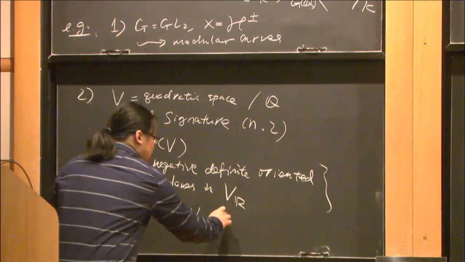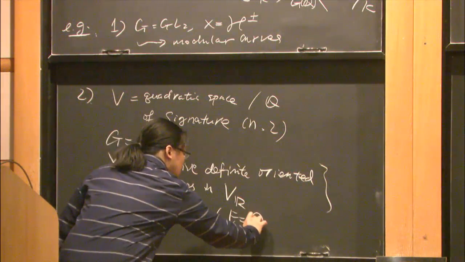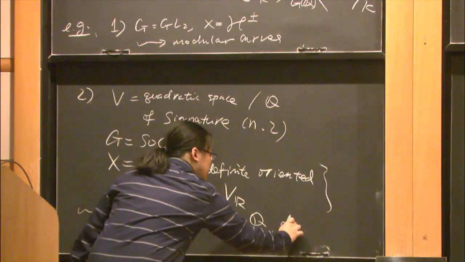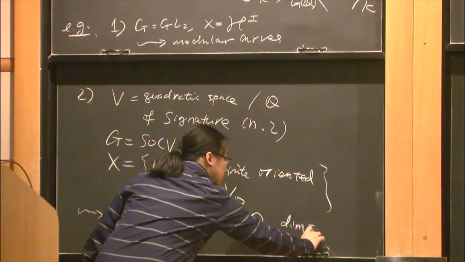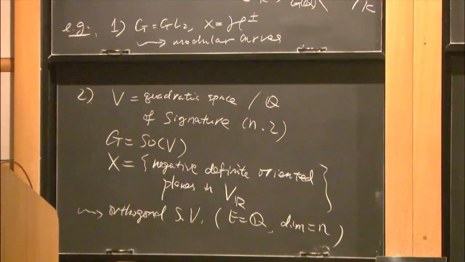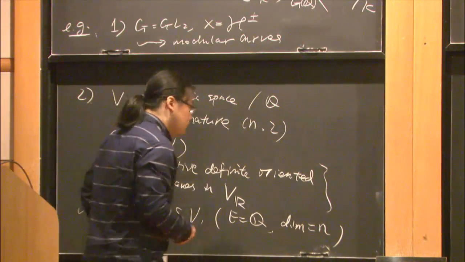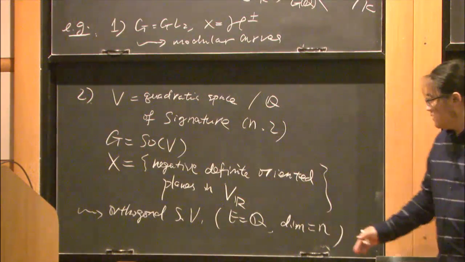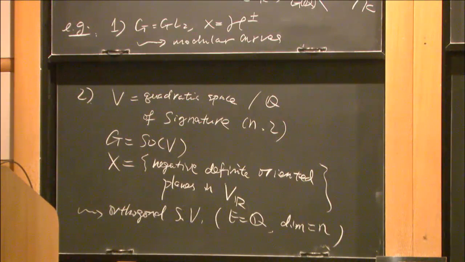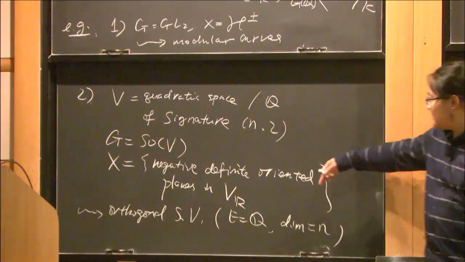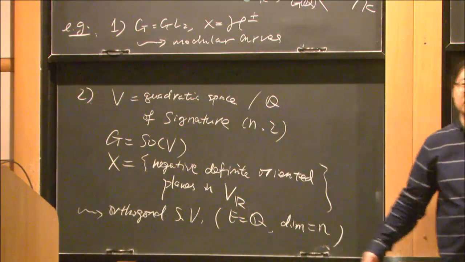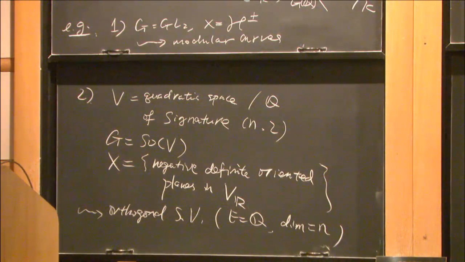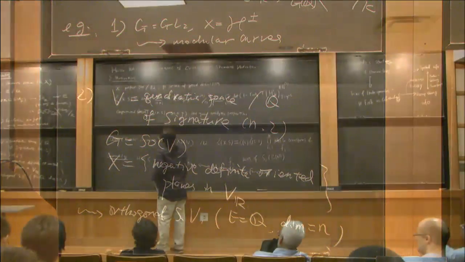And so here the reflex field is Q, and the dimension of the Shimura variety is equal to n. For small values of n, because of accidental isomorphisms between Dynkin diagrams, such Shimura varieties will cover some classical examples. But for large n, they're different.